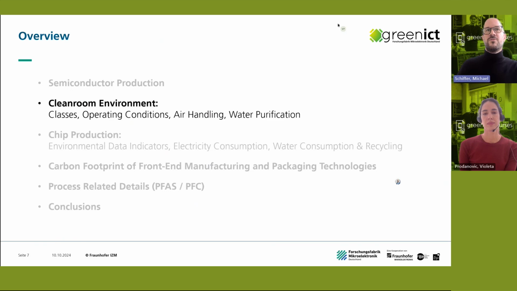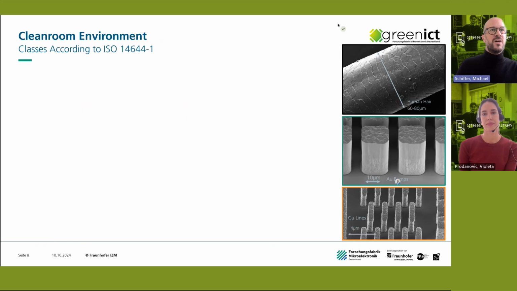So what do we have there? What we can really look into, especially when it comes to energy, water, and gas supplies. So let's start first with the classes. When we're talking about the cleanroom classes, these are needed because of just some examples in comparison to human hair. The human hair is in the range of 60 to 80 micron thickness.